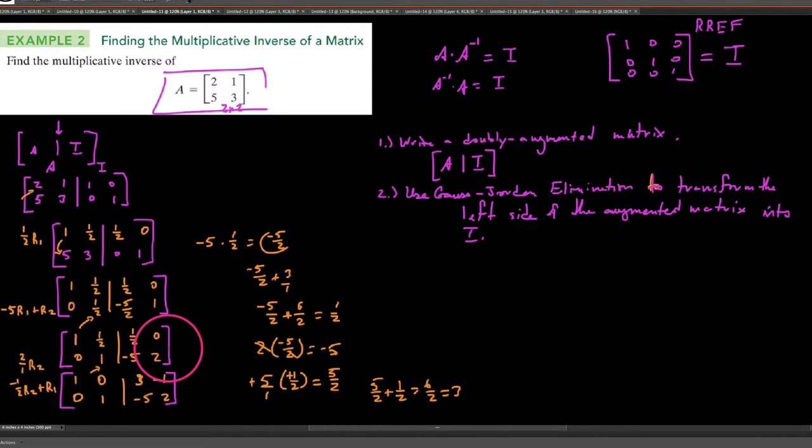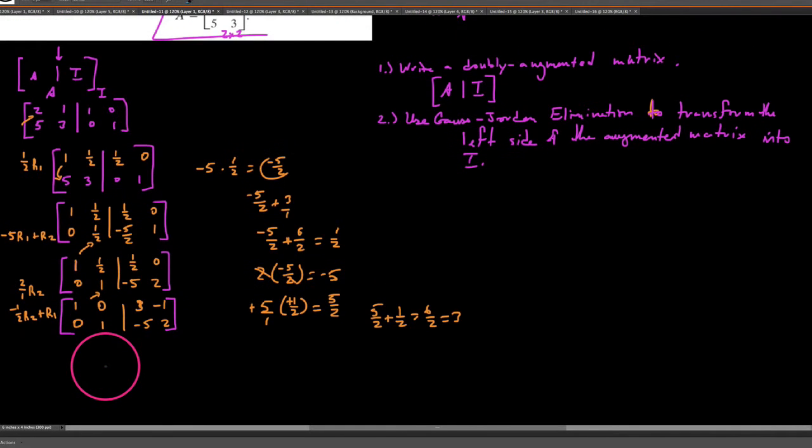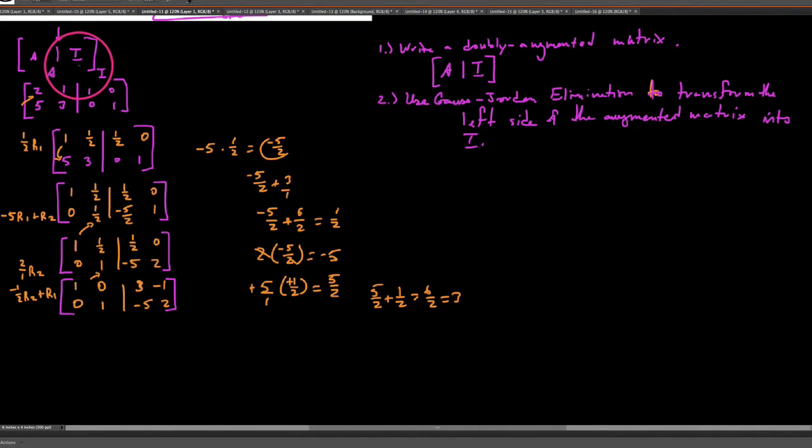So what I want everybody to see here is this. Step 2, I had mentioned we're going to use Gauss-Jordan elimination to transform the left side of the augmented matrix into I. And so what you can see here is that we've gone from this very top augmented matrix, which was A I, and what we get now is something that looks like this: I, and what I'm going to say is B. So we get this down here. We say I is on the left, and this is doubly augmented with B.